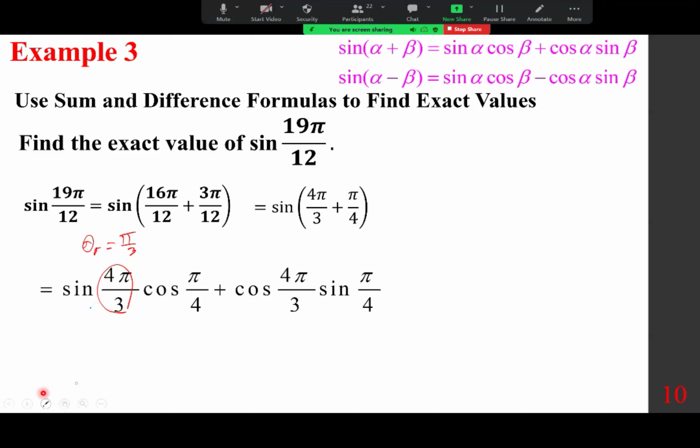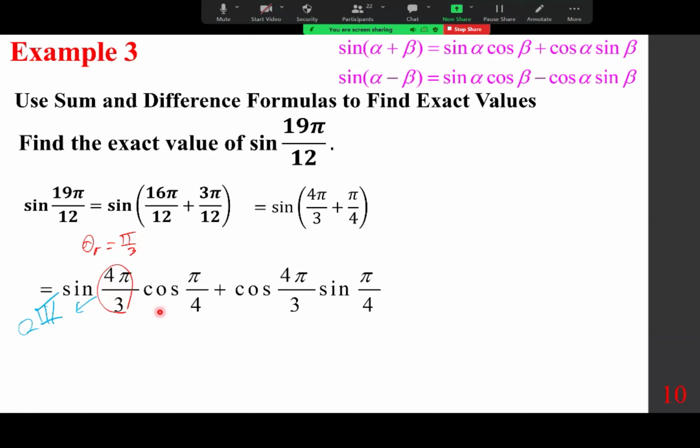As this one is in second quadrant. My apologies, third quadrant. I said it and I messed it up again. So in the third quadrant, sine is negative. Therefore, square root of 3 over 2 for this, minus square root of 3 over 2 for this.